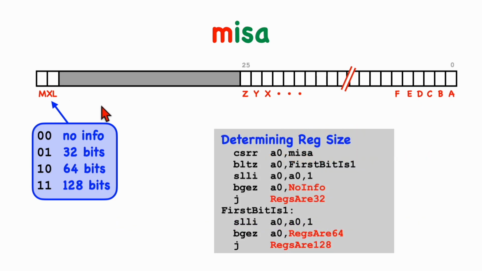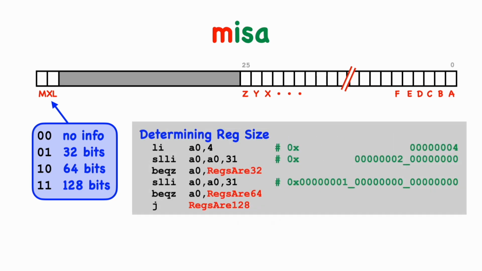So here's a code snippet that will branch to one of these 4 labels based on the upper 2 bits. It will either branch to registers are 32, registers are 64, or registers are 128, or no info. As you can see, this code tests the sign bit, and then shifts, and then tests the sign bit again. But what are you to do if there's no information, if both bits are zeros? You're going to need some other way to determine register size.